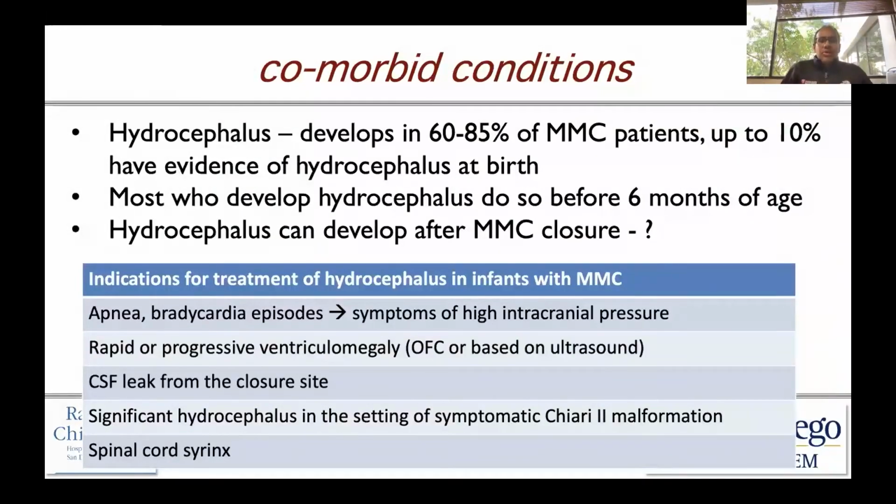So when we talk about comorbid conditions, we touched on a few of these before. Hydrocephalus is a major one. It really develops in 60 to 90% of myelomeningocele patients that undergo postnatal closure, and up to 10% have evidence of hydrocephalus at birth. Most children who are going to develop hydrocephalus do so before 6 months of age.